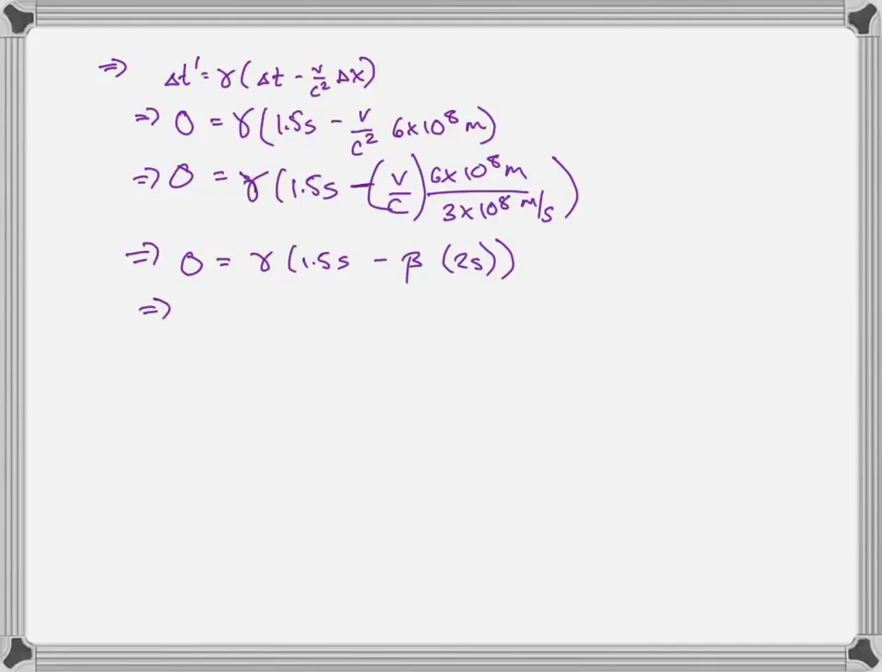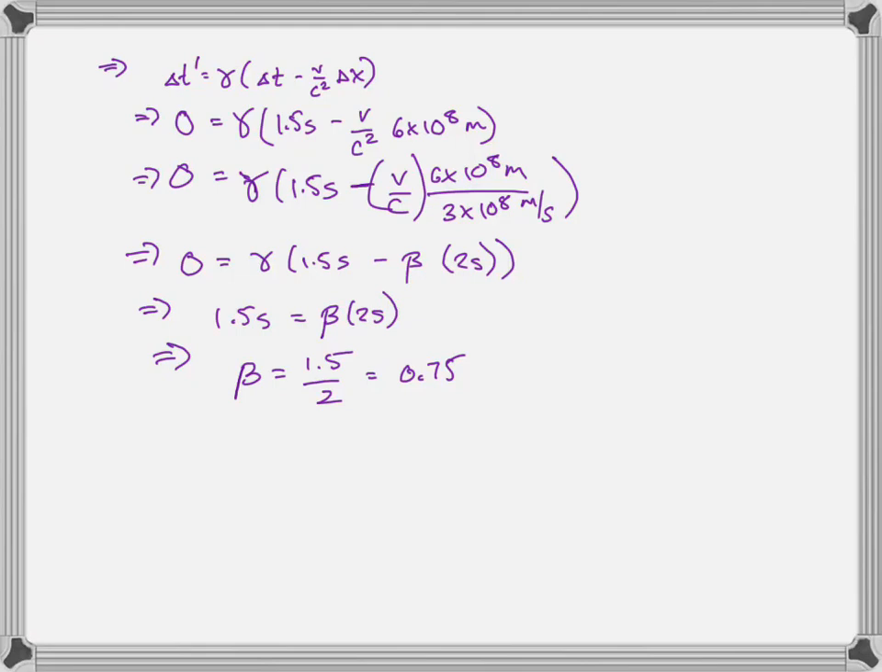Therefore, this means that 1.5 seconds equals beta times 2 seconds, and therefore beta is 1.5 over 2. The units, it's a unitless quantity. And so beta is 0.75.